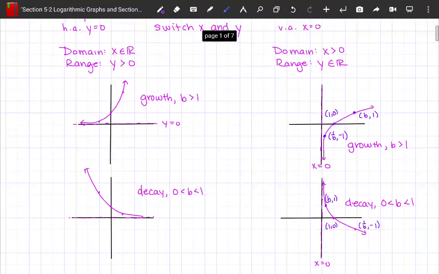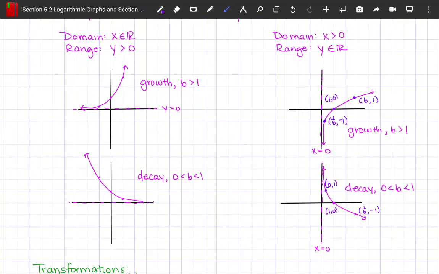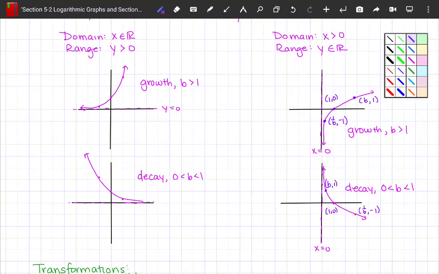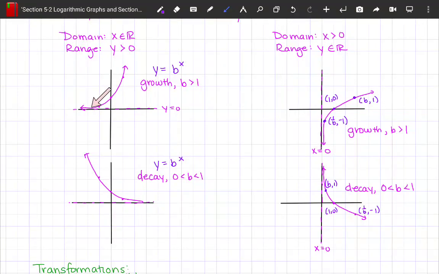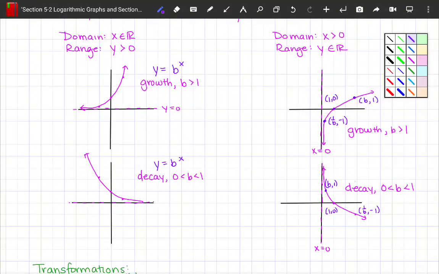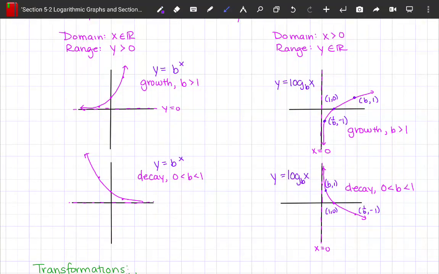So let's take a look at just exponential growth and decay and logarithmic growth and decay. So let me go ahead and put the function here. So remember, this is y equals b to the x. If the base is greater than 1, it was growth. If the base was between 0 and 1, it was decay. Well, now we have the same kind of thing happening for logs. So this is y equals log base b of x. And if the base is greater than 1, we can see the curve increases, so it's growth. But if the base is between 0 and 1, the curve decreases, so it's decay.